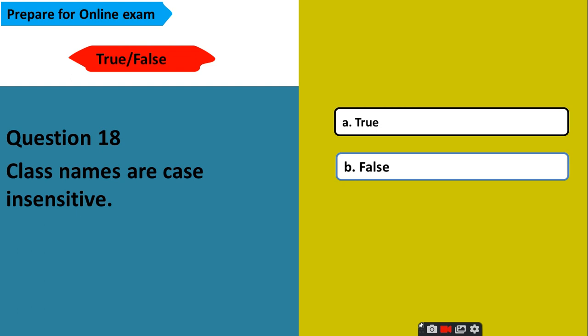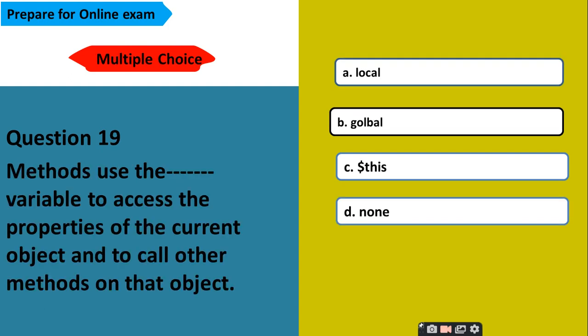Class names are case insensitive, true or false. The answer is A, true. Methods use the dash variable to access the properties of the current object and to call other methods on that object. See which one is used, and the correct answer is C.